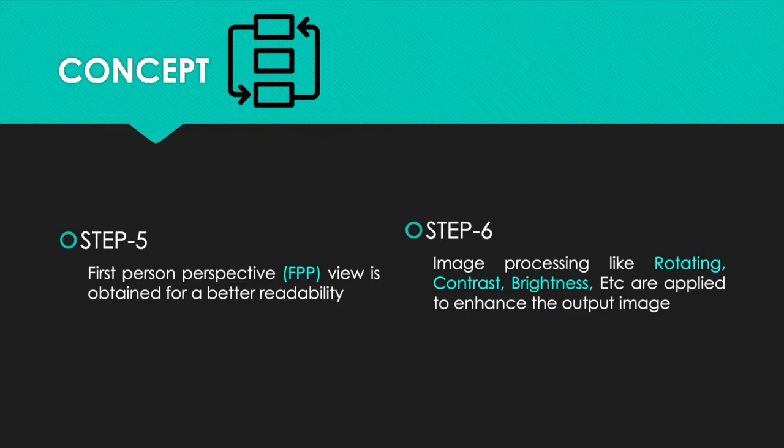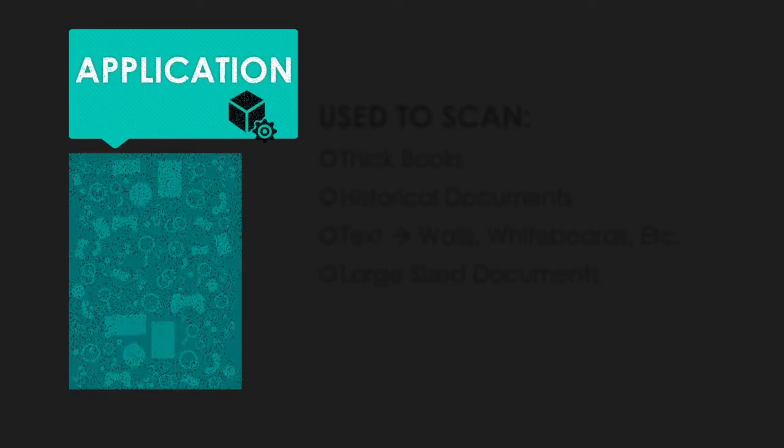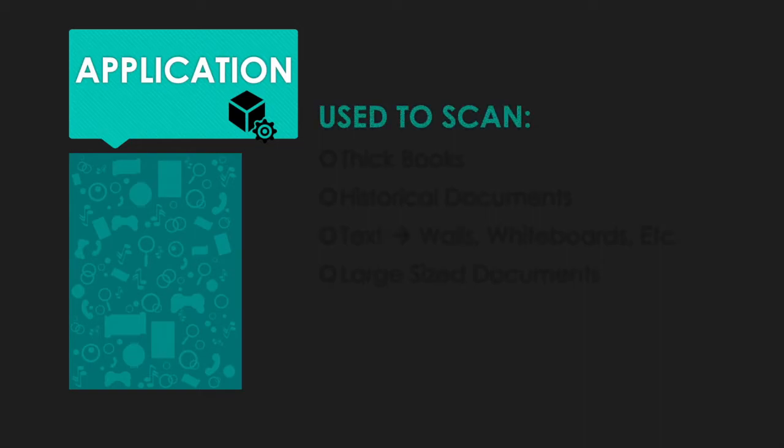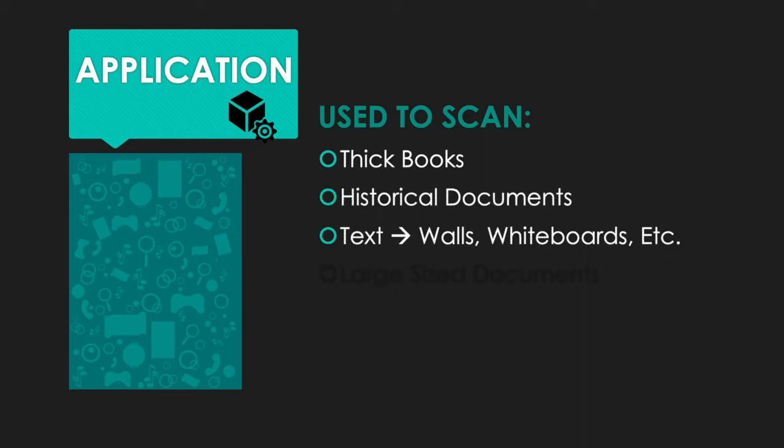This step might be optional, and it totally depends on the user how he or she wishes to see the document. Adjustments such as contrast and increasing brightness are applied to enhance the image. The use of these devices for document scanning provides interesting advantages over the traditional document scanning devices. They can be used to scan thick books, historical documents that are too fragile to touch, text in scenes such as walls, whiteboards, etc., and large-sized documents.